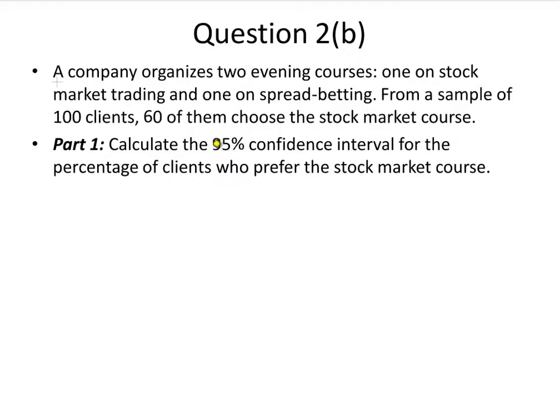Now what we're asked to do is compute the 95% confidence interval for the percentage of clients that would prefer the stock market course. We're going to work in percentages or proportions. So essentially we're going to remind ourselves what the general structure of a confidence interval is. Just as a remark, it's a 95% confidence interval.